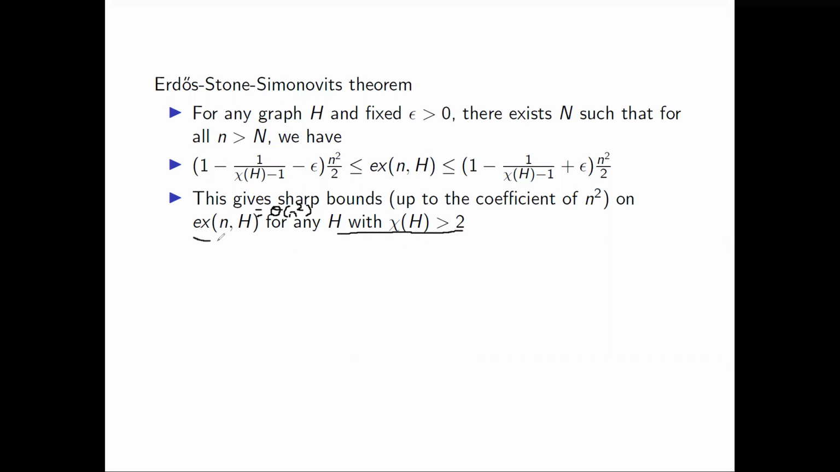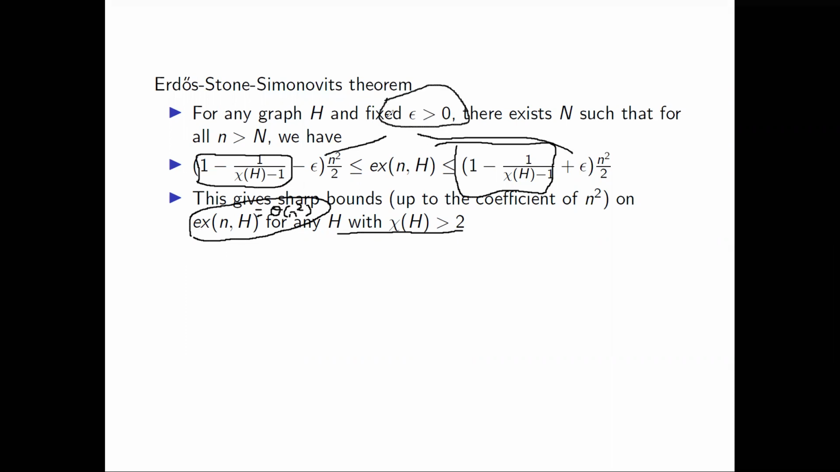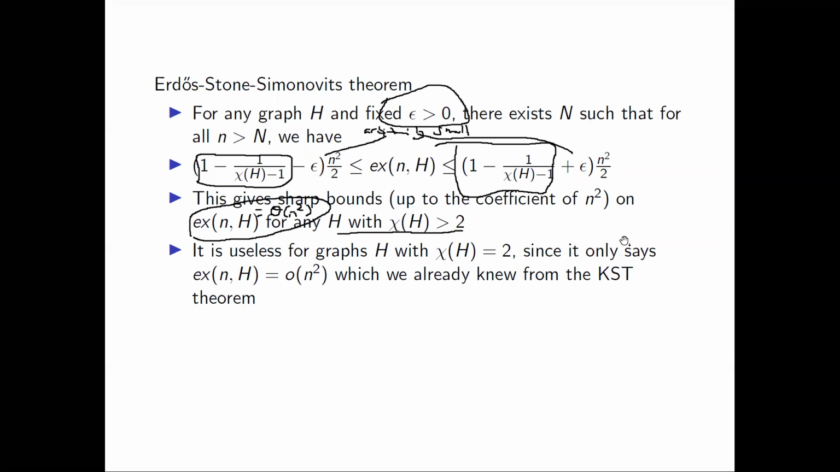But it's a much stronger bound than that. So it's actually giving us the coefficient of the n squared in this bound. So our coefficient of the n squared is this quantity here that we see on both sides. And we can make the epsilons, this is any fixed epsilon greater than 0, so we can make them arbitrarily small. And like I mentioned before, this bound is useless for the graphs with chromatic number 2, which is bipartite graphs.